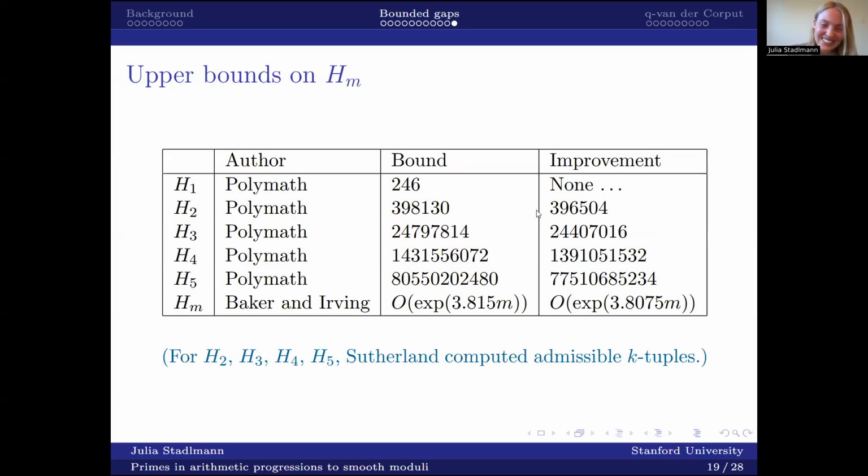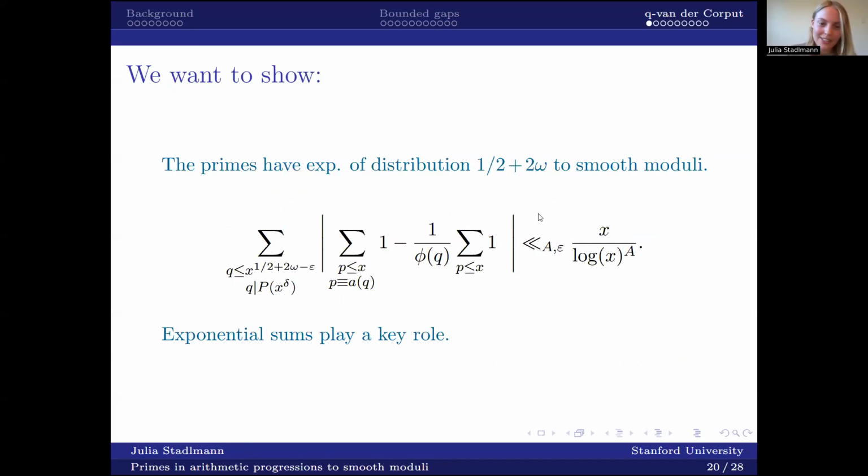Okay, so this is an overview of the proof of bounded gaps between primes and how equidistribution estimates fit in. And now I want to talk about how we actually prove exponents of distribution for smooth moduli. And I don't have enough time to go over the full proof because it's a very long proof.